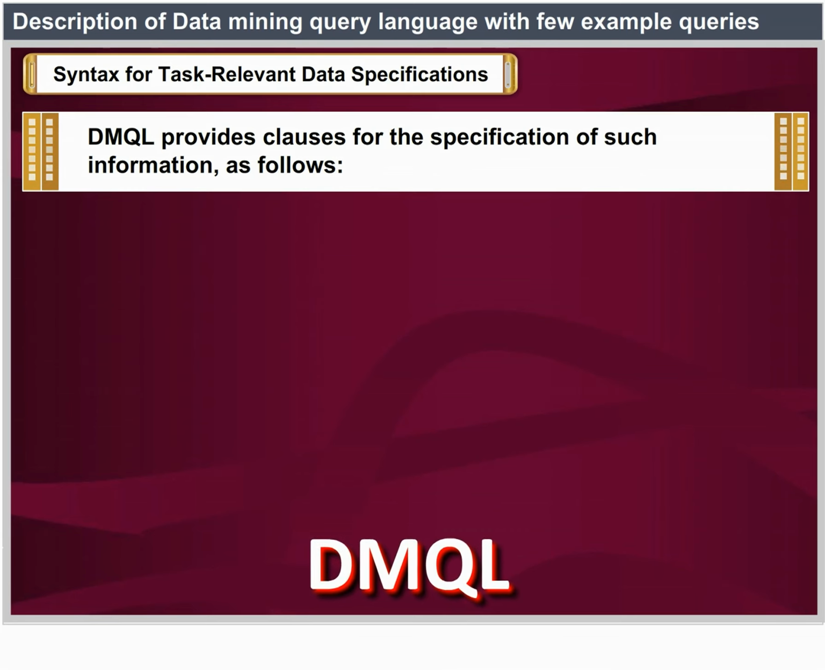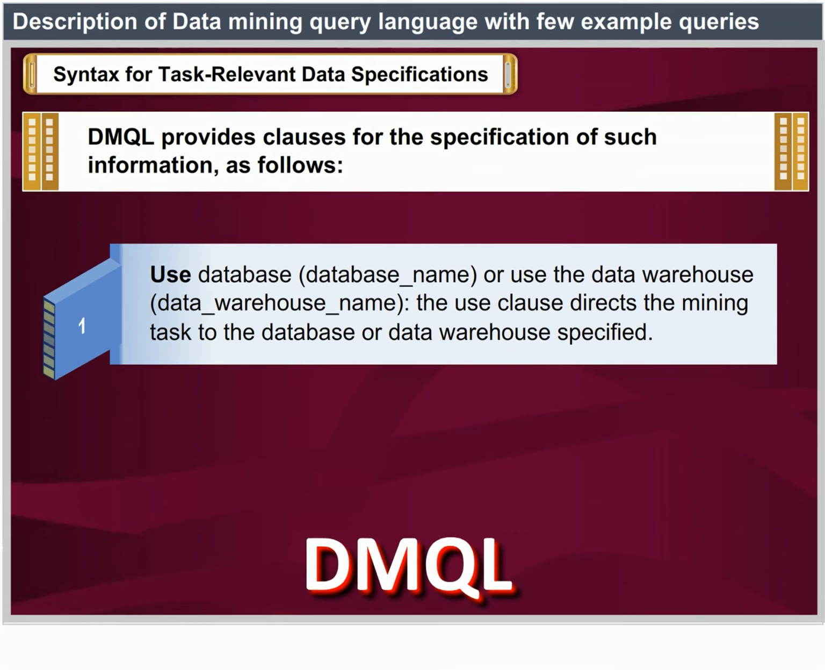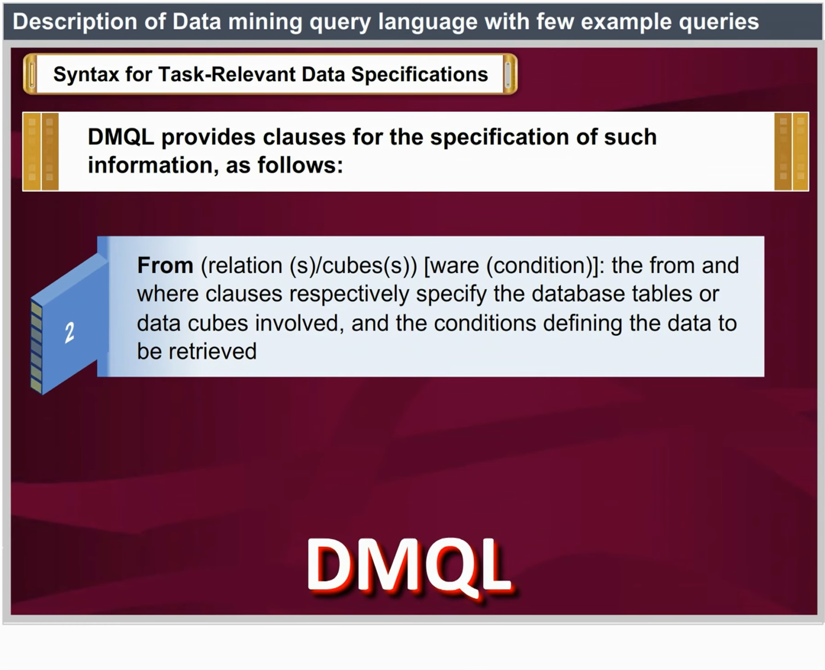Use database name, or use data warehouse name. The use clause directs the mining task to the database or data warehouse specified. From relational, cube, where condition. The from and where clauses respectively specify the database tables or data cubes involved and the conditions defining the data to be retrieved.